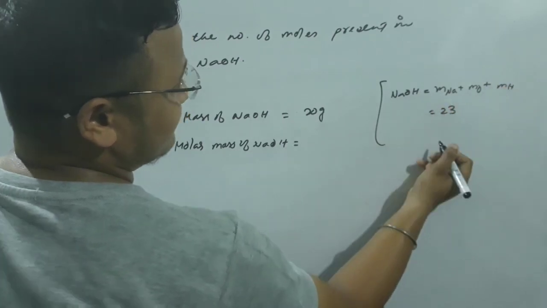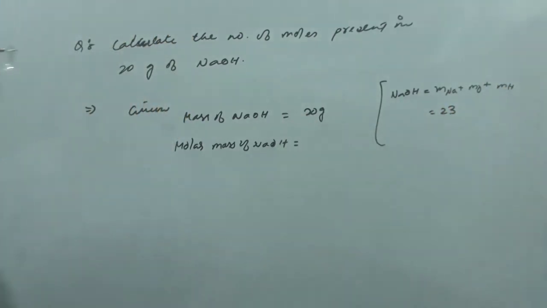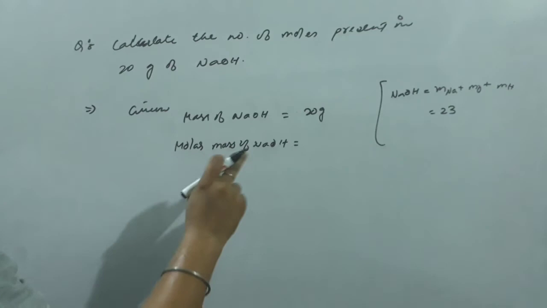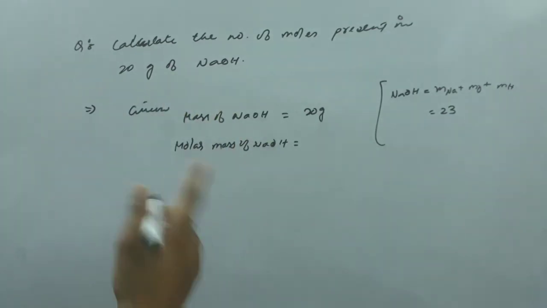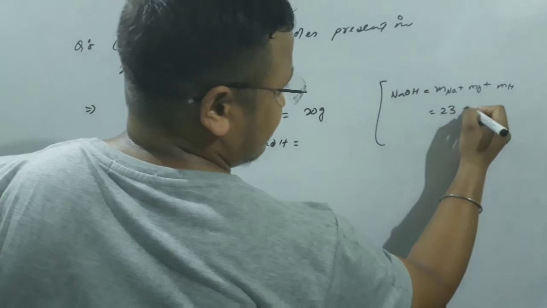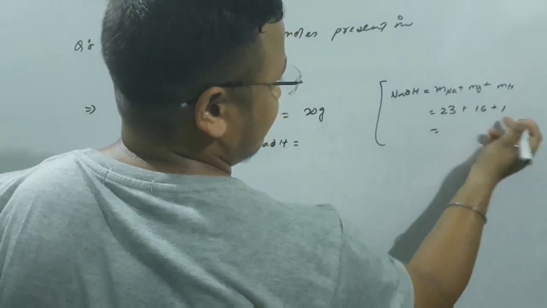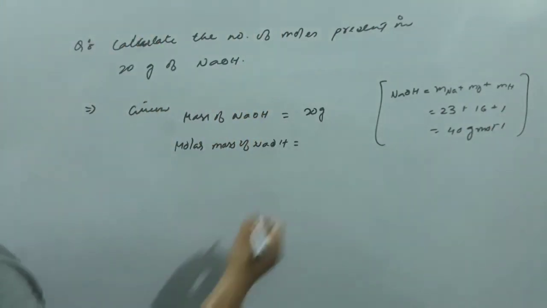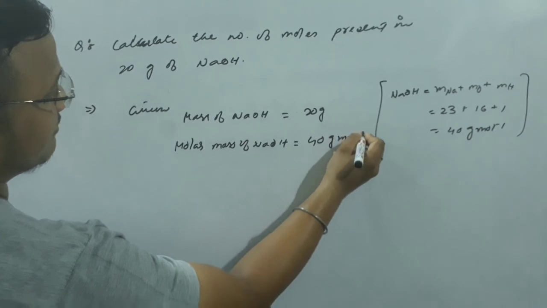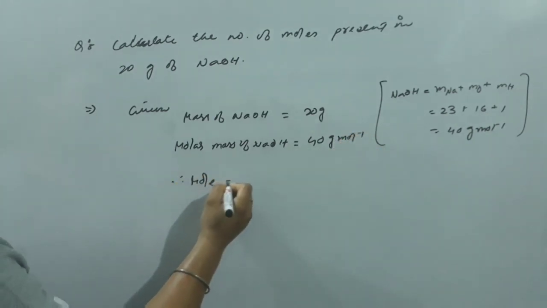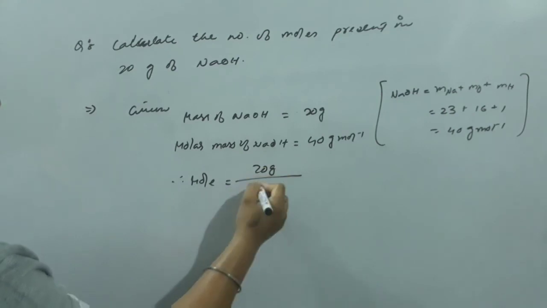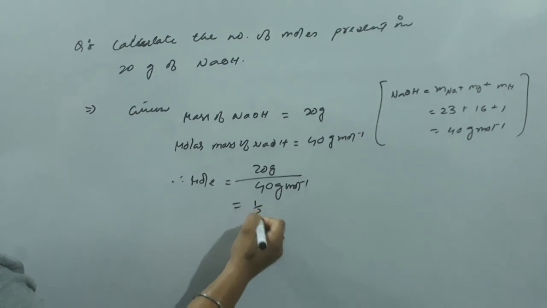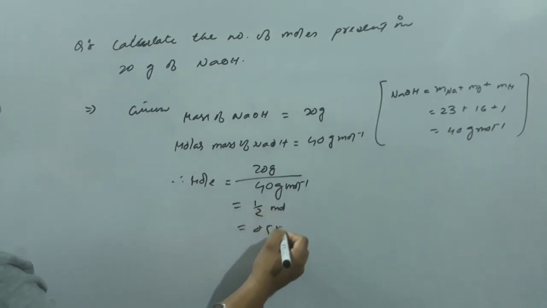So sodium equals 23, gram per mole, because it is the gram of 1 mole. I forgot to tell you that the unit of molar mass is gram per mole. So 23 plus oxygen 16 plus 1 will become 40 gram per mole. I hope you have understood this. So mole equals given mass 20 gram divided by 40 gram per mole. Gram will cancel out, so it is 1 by 2, equal to 0.5 mole.